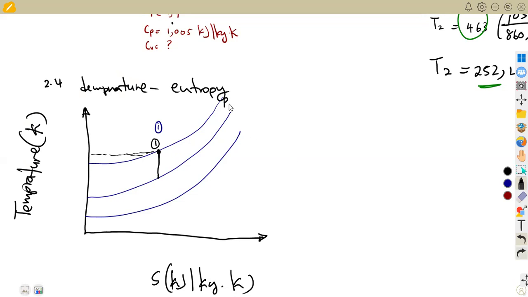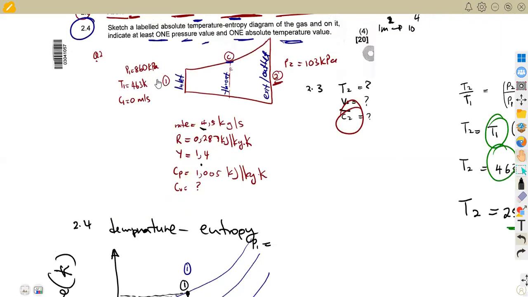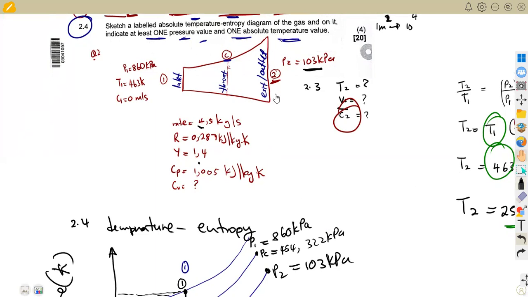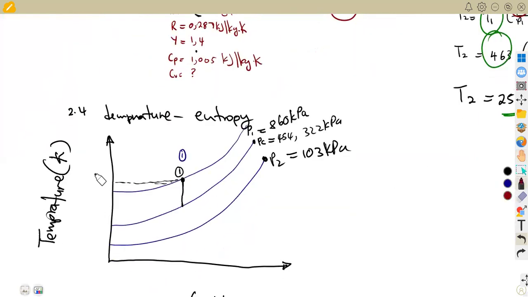So P1 at the inlet, remember we were given P1 as 860. It's enough to represent 1, but you can even indicate all of them. The mid one is the throat. It's PC, which we calculated. Remember, we got 454.322 kilopascal. And P2 at the exit is 103 kilopascal. But they just said at least 1. You can indicate all of them, it's fine, or just 1 or more. That is what it means.